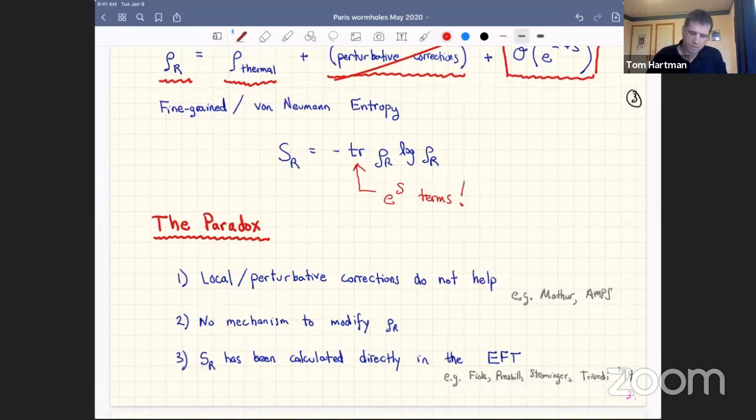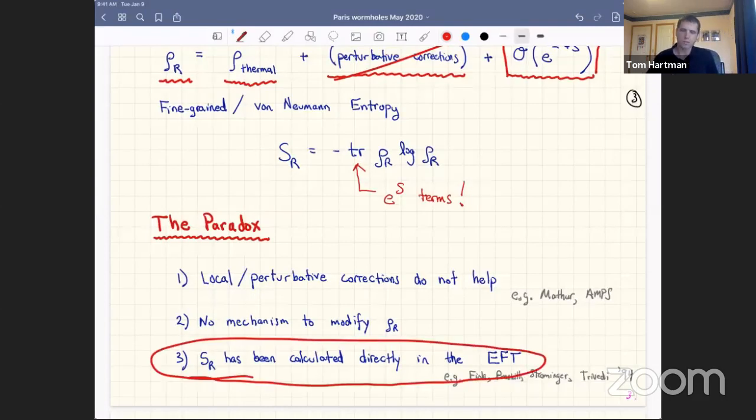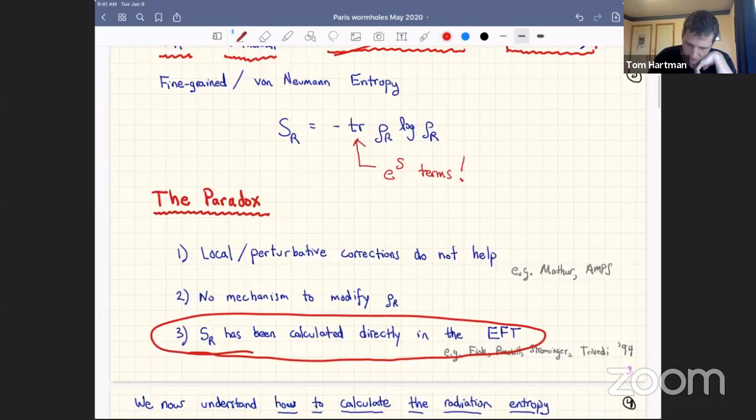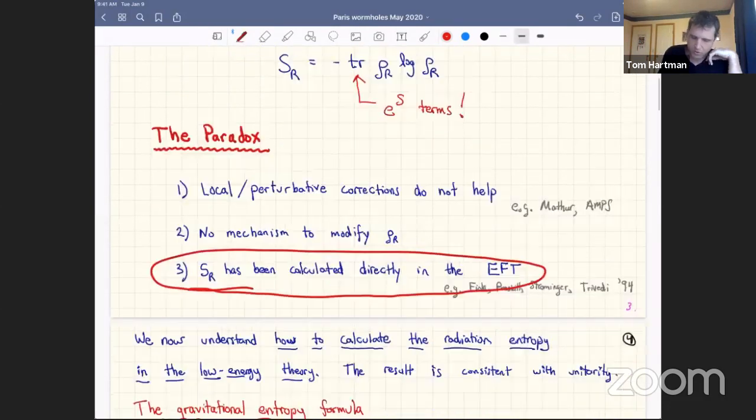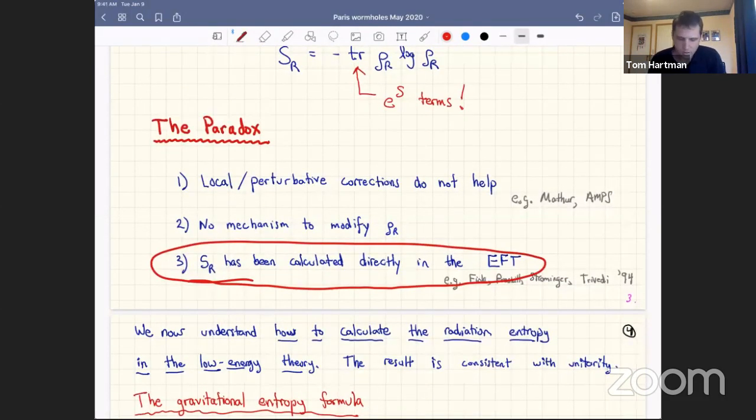So this is the aspect, number 3, that has been understood much better in the last year or so. And so this is the thing I'm going to focus on. Basically, the summary is that we now understand how to calculate the radiation entropy in the low energy theory. And when you do this calculation, including the contributions that I'll describe in this talk, then the result that you get is consistent with unitarity.